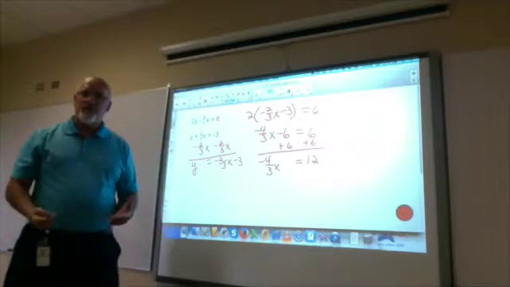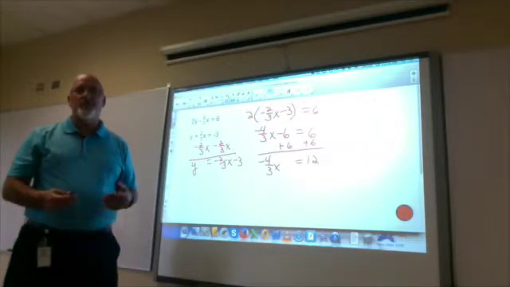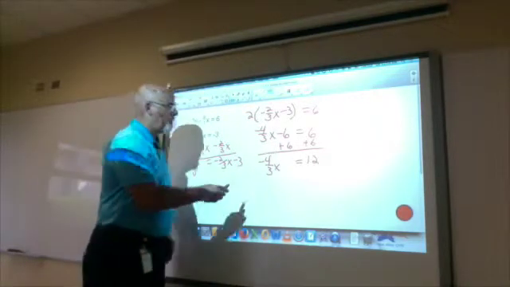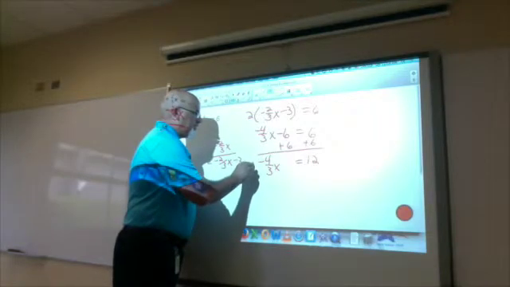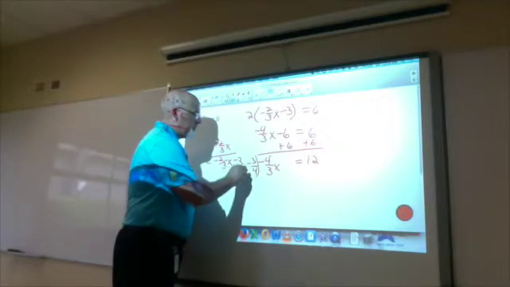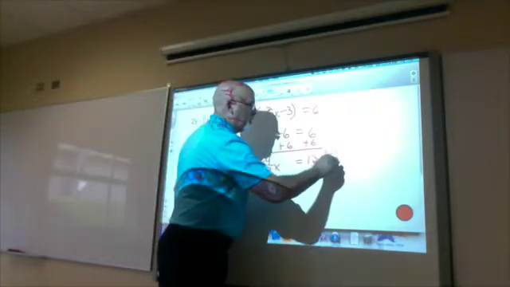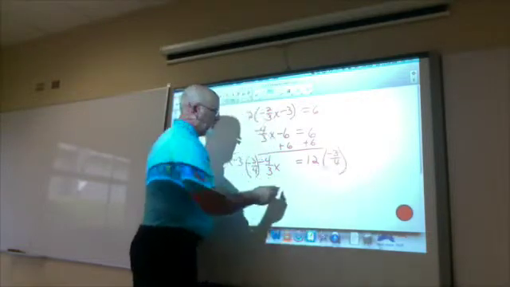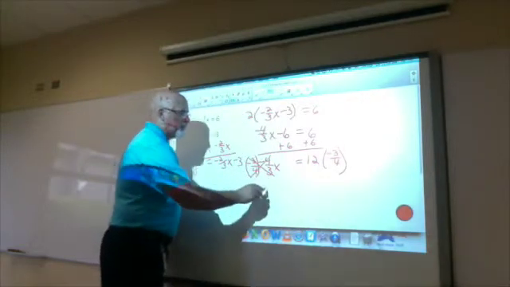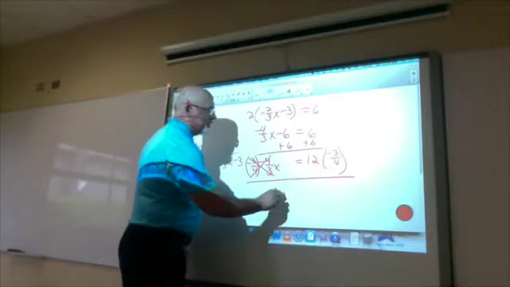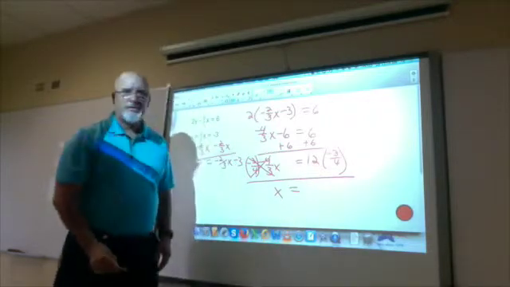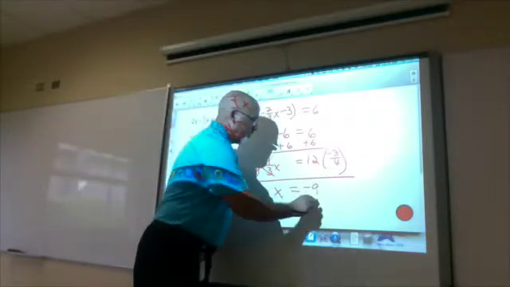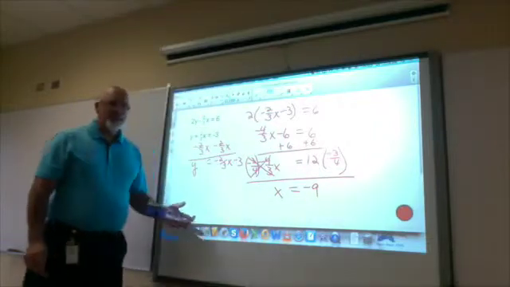Now, how do we solve when we want to get rid of a fraction? We multiply by the reciprocal. So we multiply by negative 3 over 4. Those cancel each other out. We're left with x equals negative 9. So x is equal to negative 9.